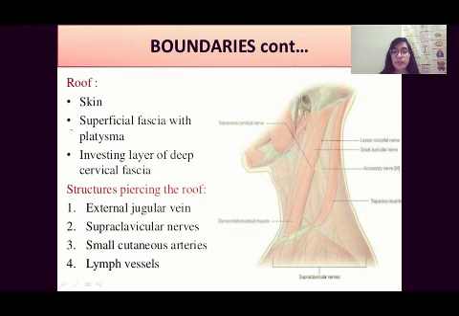Now what is its roof formed by? Skin, then superficial fascia covered with platysma, that is a neck muscle only, and the investing layer of the deep fascia, deep cervical fascia. This all forms the roof of the posterior triangle. What are the structures piercing the roof? External jugular vein, supraclavicular nerves, small cutaneous arteries and lymphatic vessels. Okay, skin, superficial fascia and investing layer of deep cervical fascia form the roof of the posterior triangle. The structures piercing the roof are the external jugular vein, supraclavicular nerves, small cutaneous arteries and lymphatic vessels.